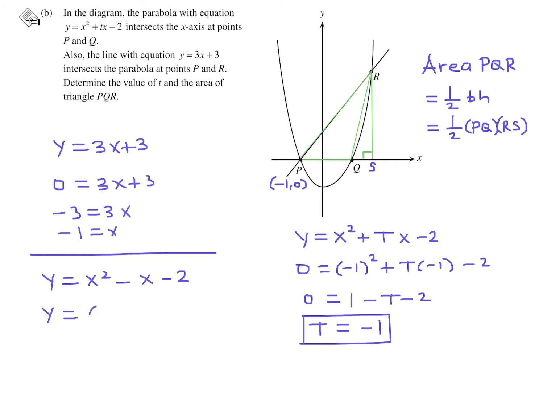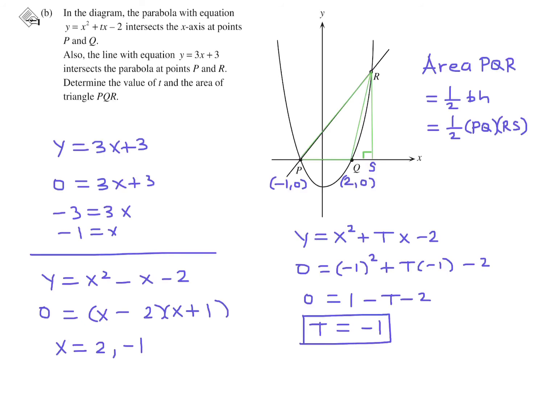I think we can factor this. I don't think we need to do a quadratic. Set this equal to 0 and factor it, so I can get my intercepts where it crosses the x-axis. So x, 2, 1, minus and plus, I believe. This gives me x is equal to 2 or negative 1. That's a great help. Negative 1 we already know. So the other one, obviously Q, is 2, 0.